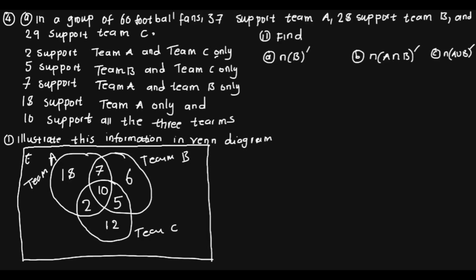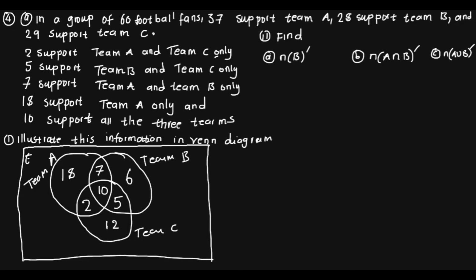So you need also to remember that whenever you're dealing with a question like this, if you have been given a total, make sure that the numbers that you've written must add up to 60. If the numbers were less than 60, that may indicate that we have a certain number of supporters that did not support any of the 3 teams.